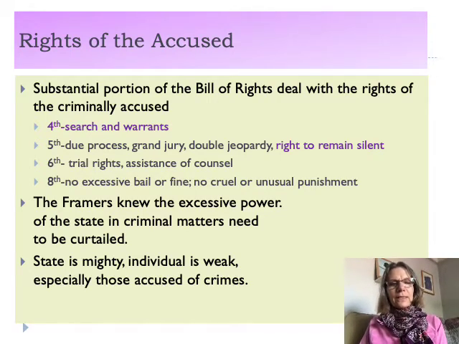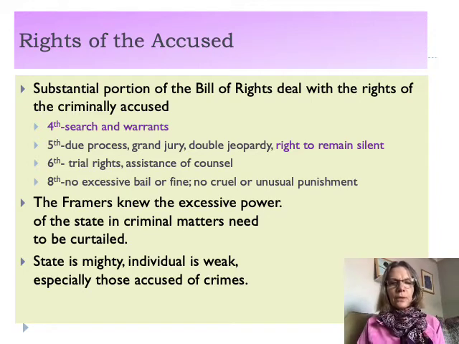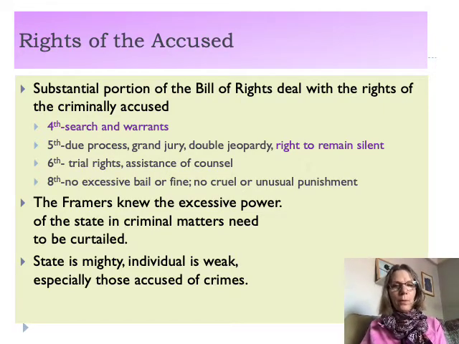In those instances, it's easier to protect individual rights because they're not breaking the law. They're exercising a liberty that's essential to a democracy: freedom of speech, the press, exercising your religion. But for those who are accused of crimes, it's easy to say, well, they must be guilty. So really, do they need all this robust protection?